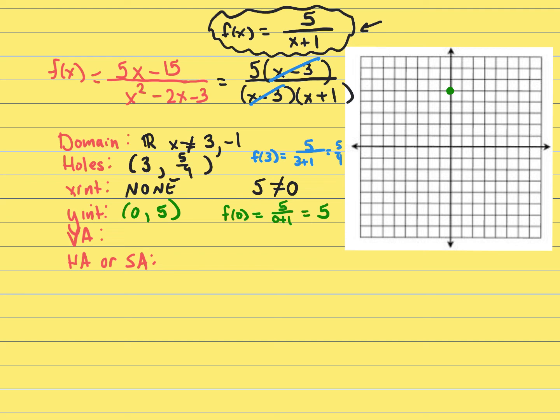Now anything that makes the bottom 0 makes a vertical asymptote. So in this case, that's x equal to negative 1. So over here at negative 1, I'll put my vertical asymptote.